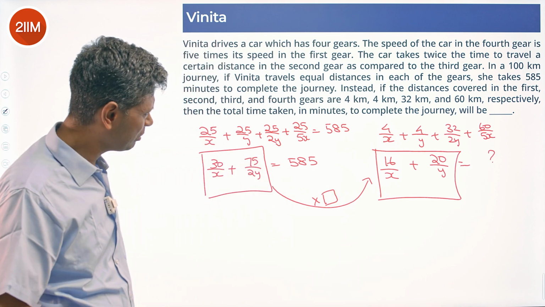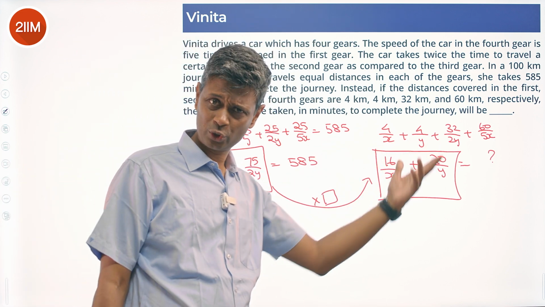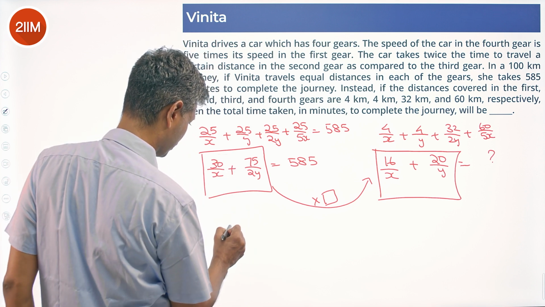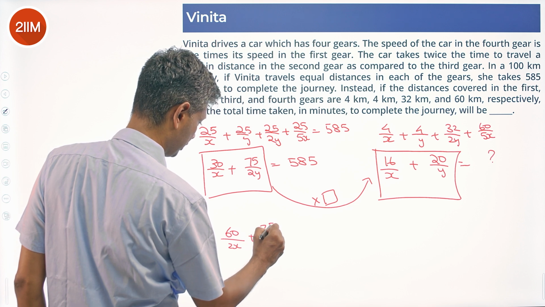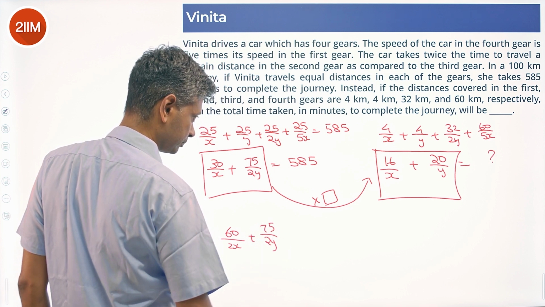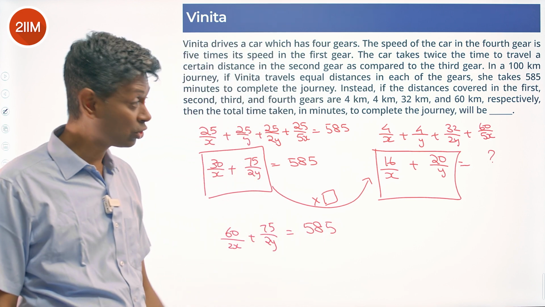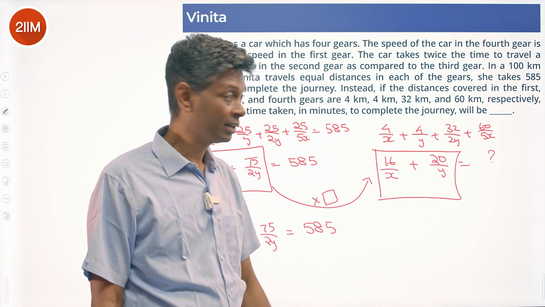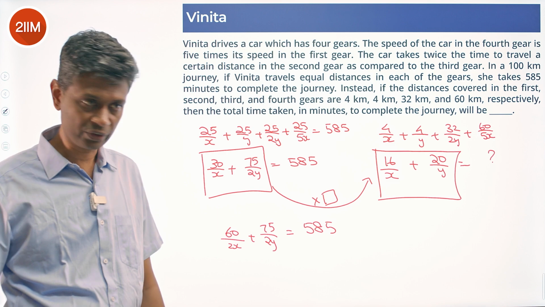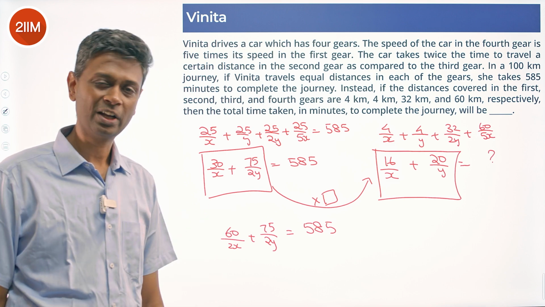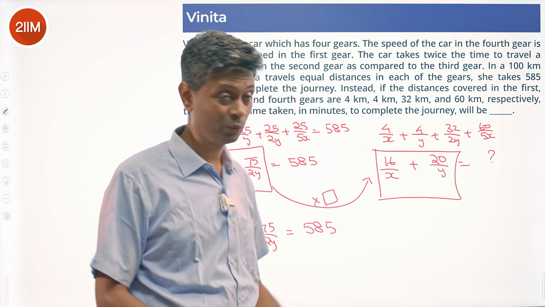And so 16 by x plus 20 by y. We think 1 by x and 1 by y, 4:5 the ratio. We can imagine this as 60 by 2x plus 75 by 2y equal to 585. The coefficients of 1 by x and 1 by y, 16 and 20 here, 60 and 75 here. The ratio of the coefficients is 4:5. I am through. I can find this. And exactly how we find it, how do we find that ratio, we'll come to that.